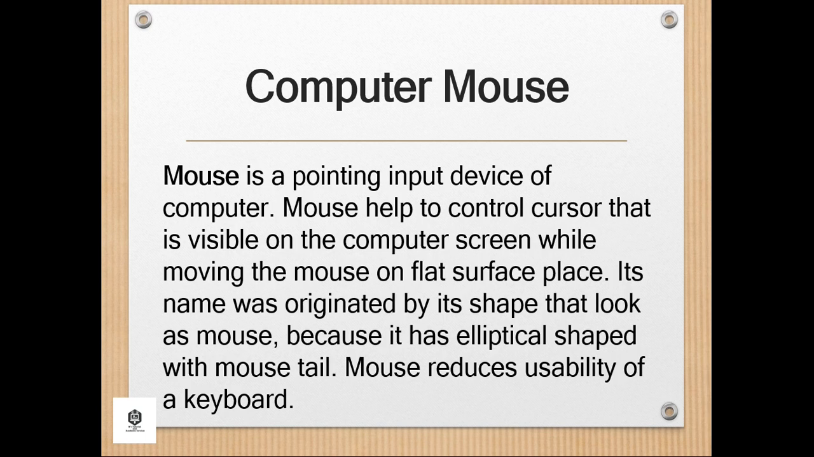Mouse is a pointing input device of a computer. Mouse helps to control the cursor that is visible on the computer screen while moving the mouse on a flat surface. Its name originated from its shape that looked like a mouse, because it has an elliptical shape with a mouse tail. Mouse reduces the usability of a keyboard.